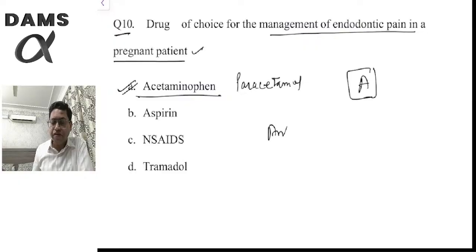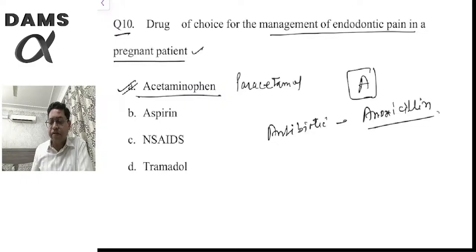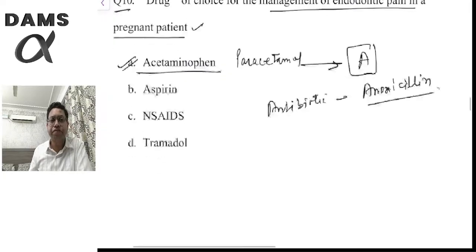If we have to make a choice of antibiotic, then amoxicillin is considered to be one of the safest antibiotics for pregnant females. Amoxicillin. Okay. So option A would be the answer for the management of pain in a pregnant patient.